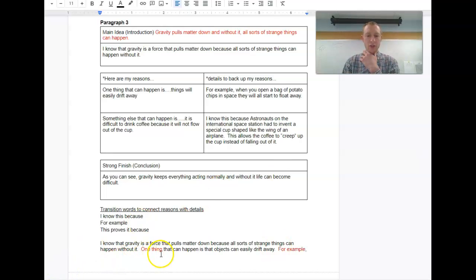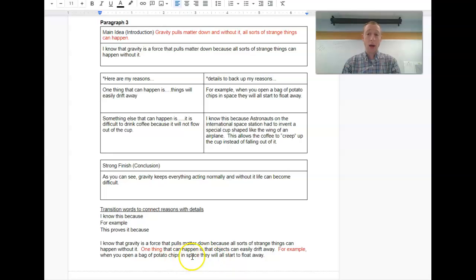So you notice all my transition words are red, right? One thing that can happen. For example. So what can happen? For example, and I've got it right here. When you open a bag of potato chips in space, they'll start to float away. All right, so what do I have so far? I know that gravity is a force that pulls matter down because all sorts of strange things can happen without it. One thing that can happen is that objects can easily drift away. For example, when you open a bag of potato chips in space, they'll start to float away, right?